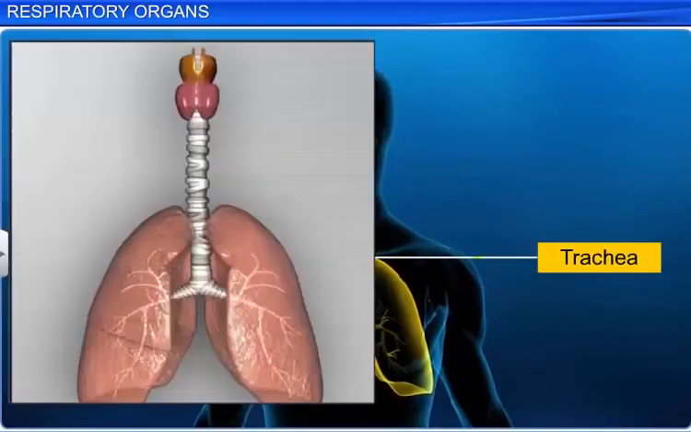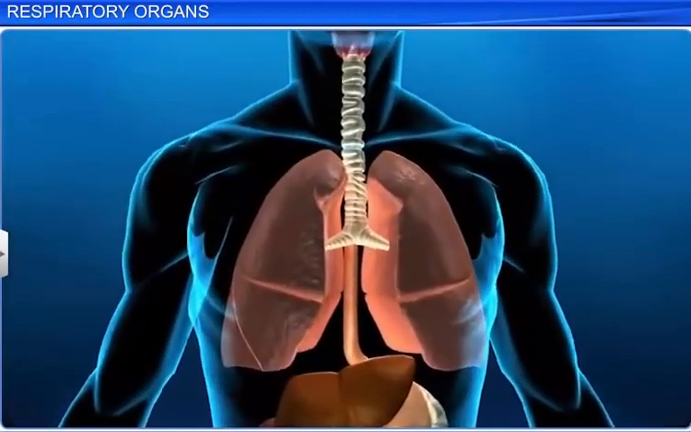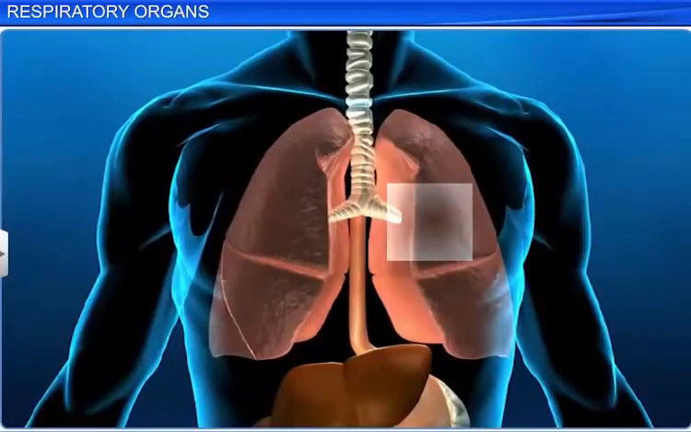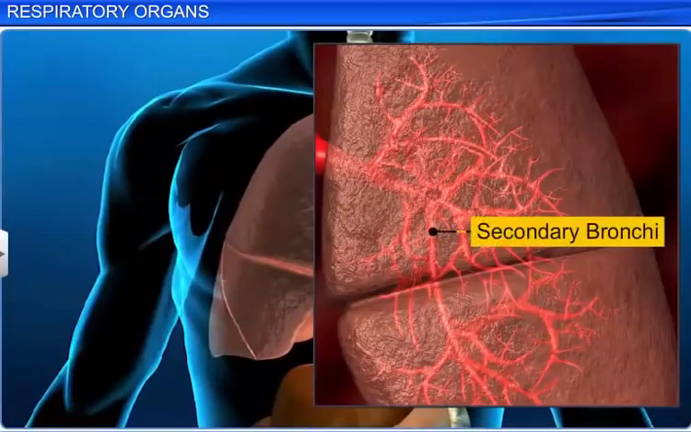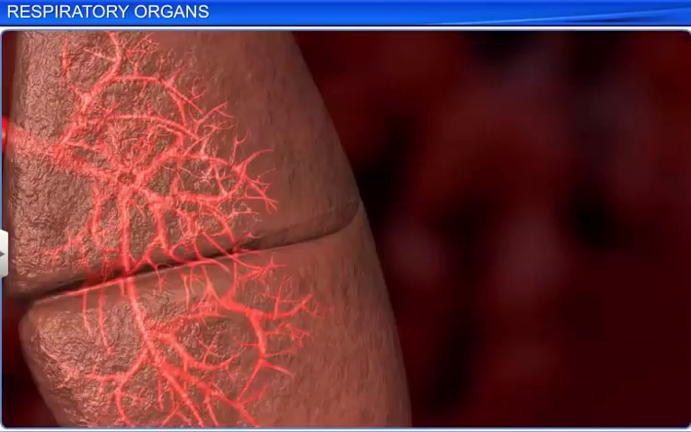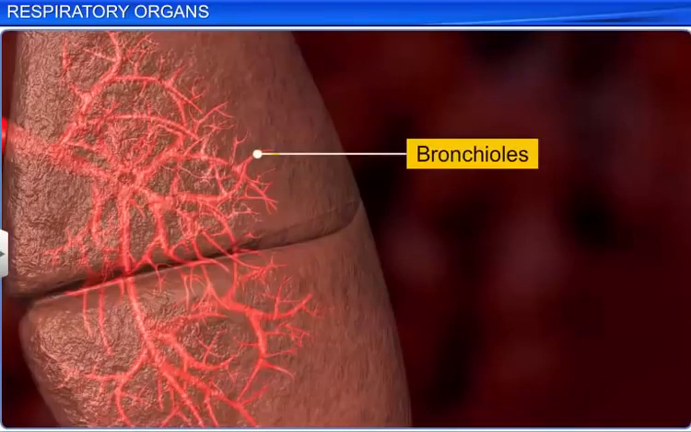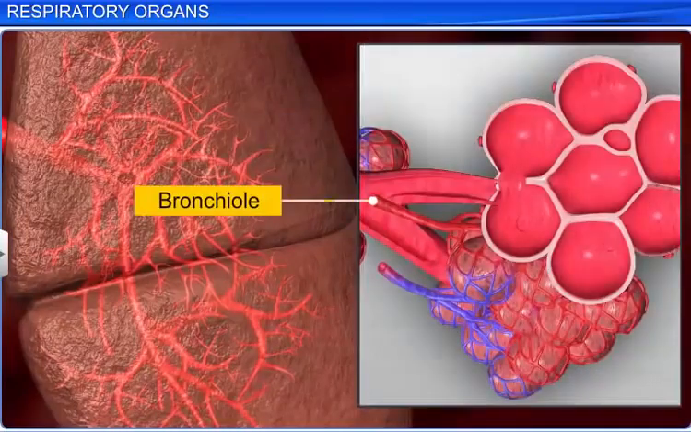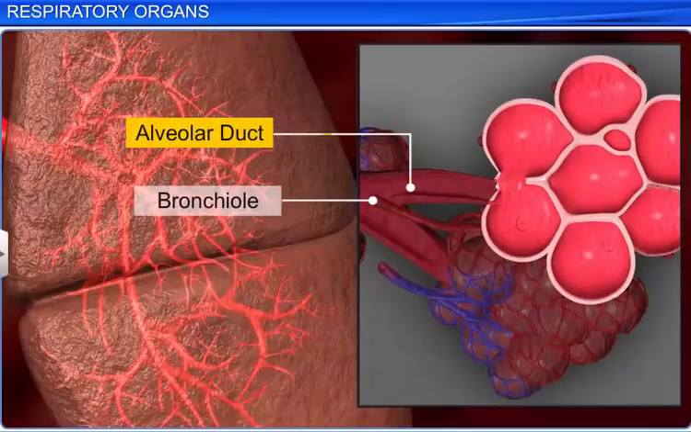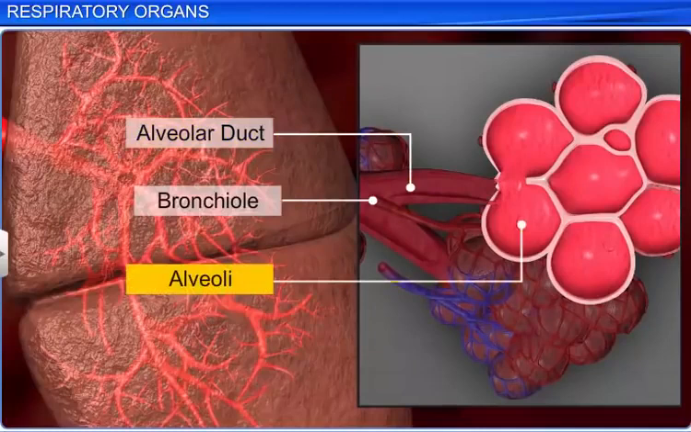It is made up of C-shaped cartilaginous rings and is divided into two branches called primary bronchi. Each primary bronchus undergoes repeated divisions to form the secondary and tertiary bronchi, ending up in very thin terminal bronchioles. The terminal bronchioles connect to ducts called alveolar ducts that open into tiny, spongy, air-filled sacs called alveoli, which look almost like a bunch of grapes.